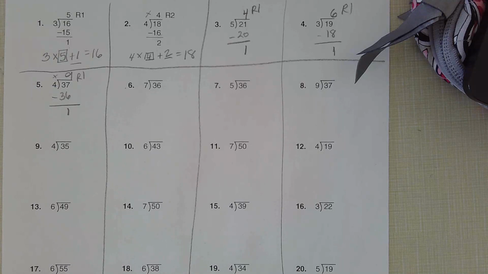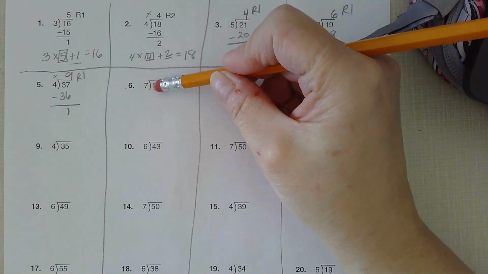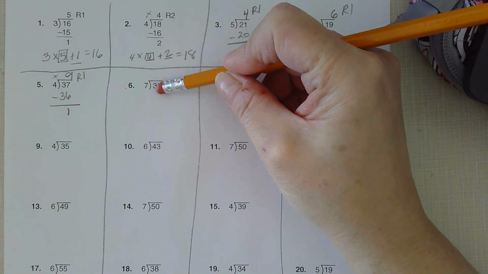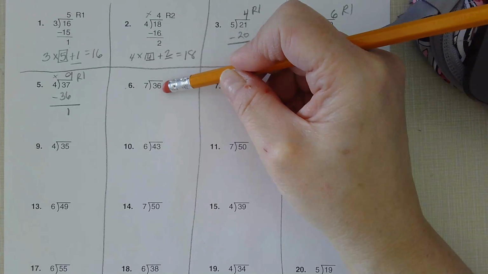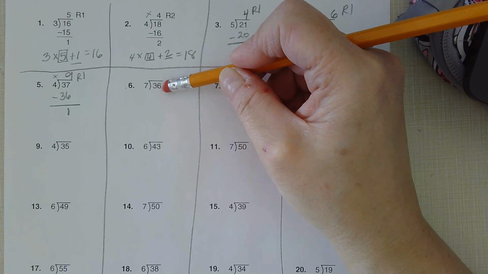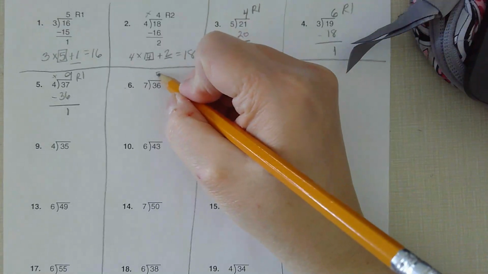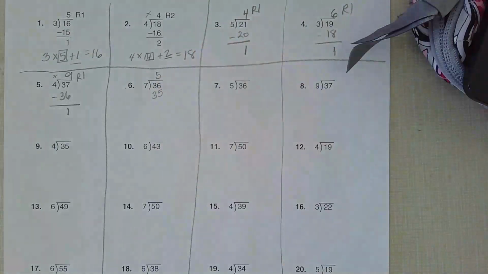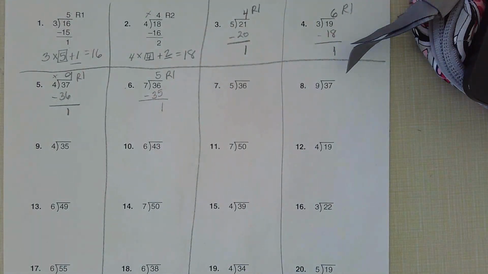Okay, next problem. How many times can 7 go into 3? Well, it can't. So we have to move over and look at the number 36. How many times can 7 go into 36? Well, 7 times what number is as close as possible to 36 without going over? 5. 7 times 5 is 35. And we subtract, and we get a remainder of 1.